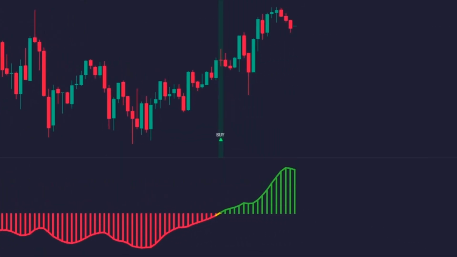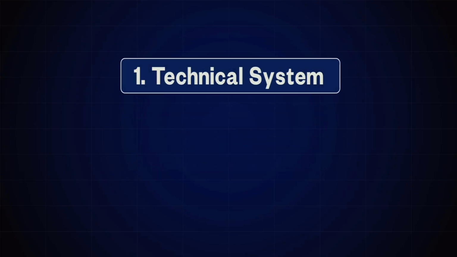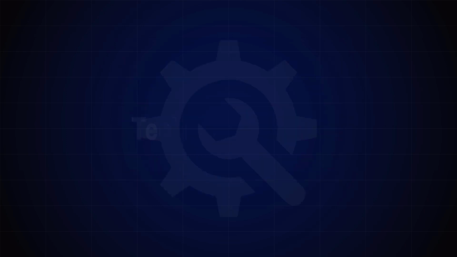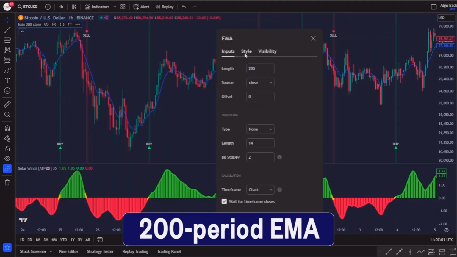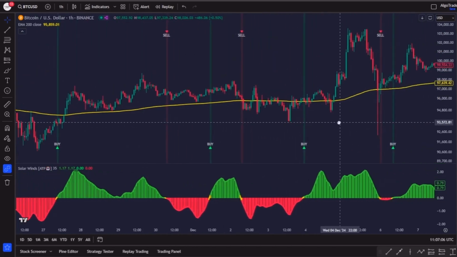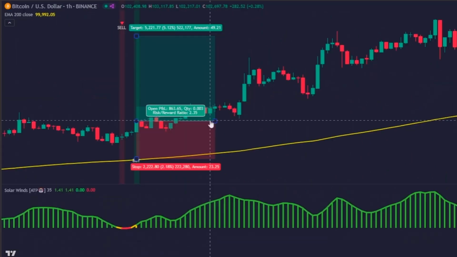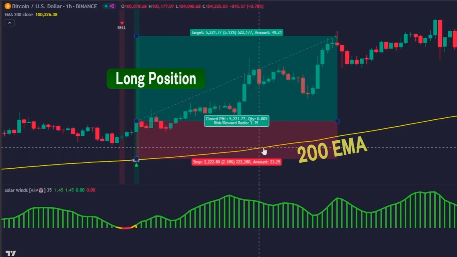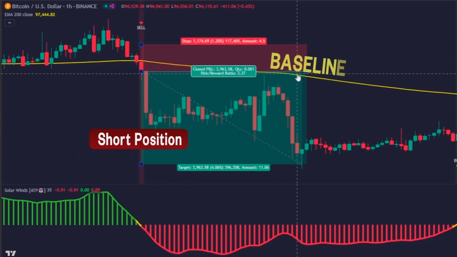Now it's time to backtest it. As usual, we'll define three key components for this: the technical system, the risk management rules, and the testing conditions. The technical system will include using the SolarWinds with a 200 period exponential moving average that will act as a baseline to make sure we only enter in positions that align with the prevailing market trend. Here we have an example of a long position where the price is above the 200 EMA, and here we have a short trade example where the price is below the baseline.